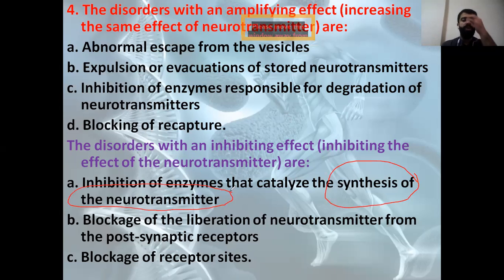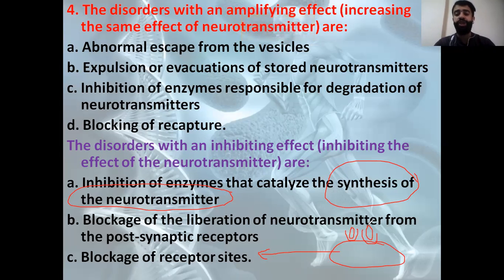Or B, we have blockage of the liberation of the neurotransmitter from the postsynaptic receptors, or blockage of the receptor sites. So they reach the postsynaptic membrane, but the receptors are blocked. They are occupied by other substances. Like, for example, acetylcholine and the curare. Whenever the curare binds, they have an opposite effect. They have highly similar spatial configuration, so they bind, and the blockage of the receptor sites will occur. And this is an inhibitory effect.